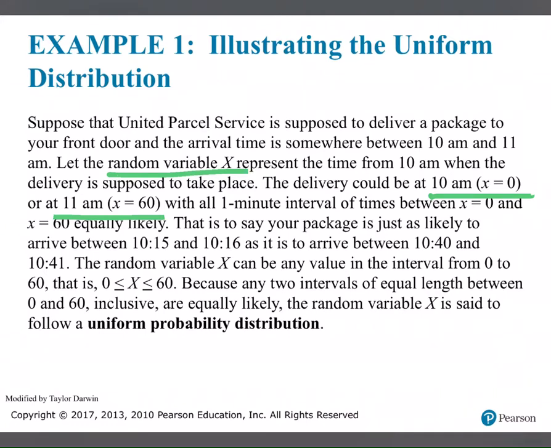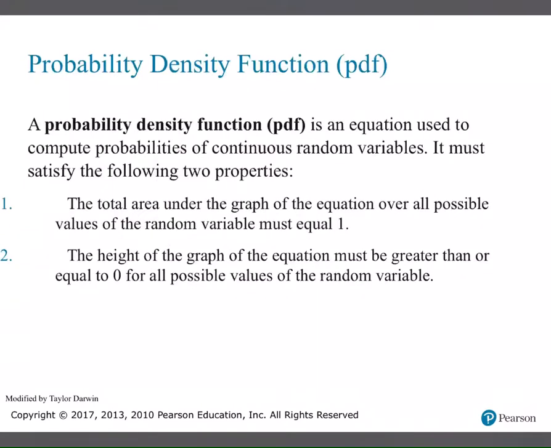With all 1 minute intervals of time between 0 and 60 equally likely, each minute has an equally likely chance to arrive. The random variable x can be any value from 0 to 60. Because any 2 intervals of equal length between 0 and 60 inclusive are equally likely, the random variable x is said to follow a uniform probability distribution. We discussed what a uniform probability distribution is briefly in Chapter 3, I believe, so we're bringing it up again and going a little more in depth in the next couple slides.